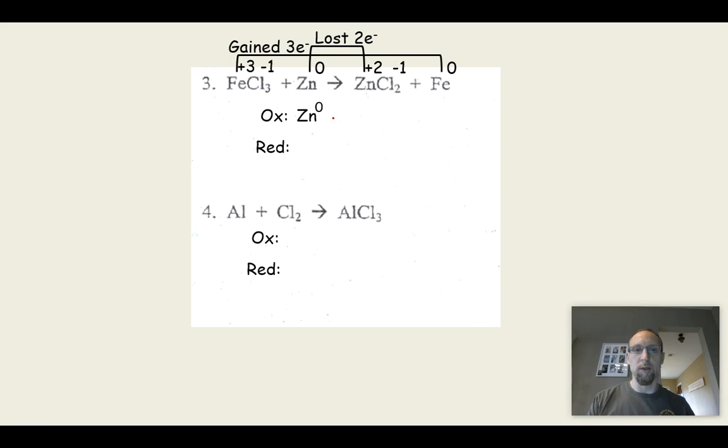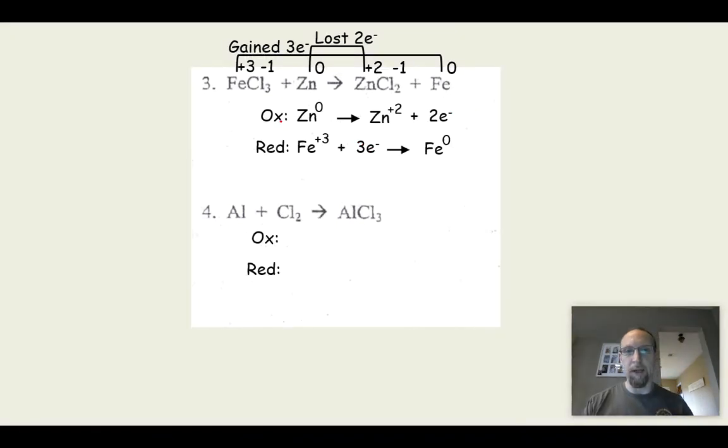Zinc 0 is oxidized, and iron plus 3 is reduced. So LEO says GER. So zinc is becoming zinc plus 2 by losing 2 electrons. So the electrons go on the right. They're exiting the equation. They're lost. They're leaving. And then iron gains 3 electrons to become iron 0.